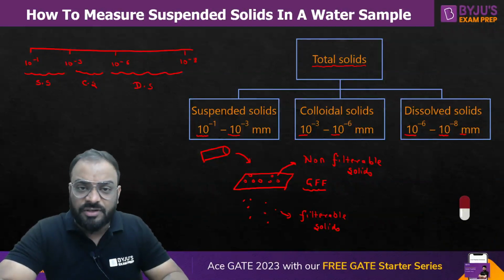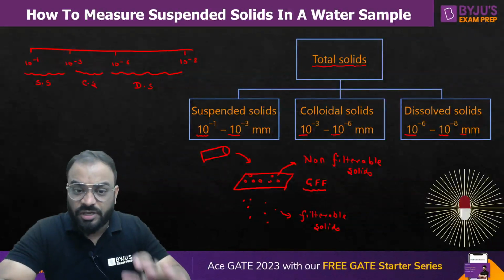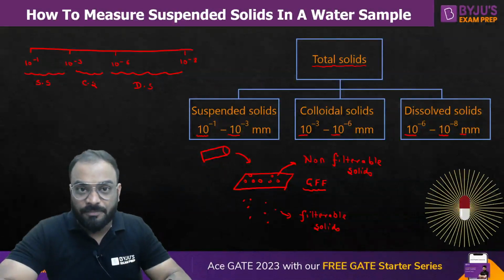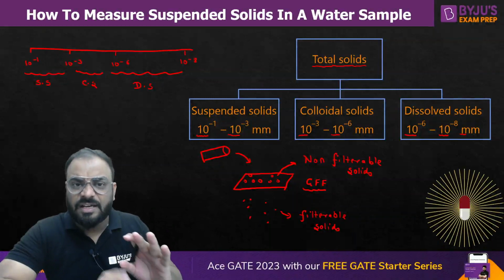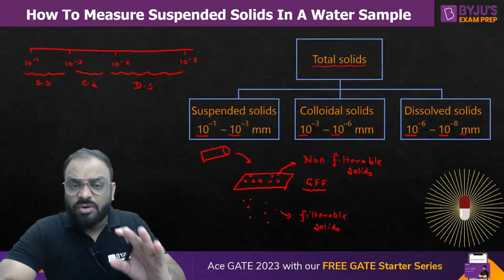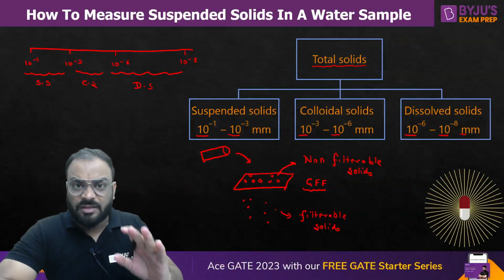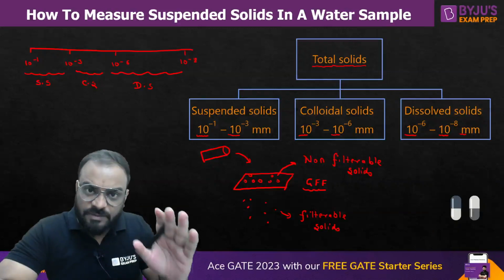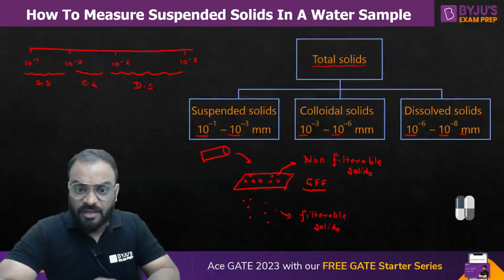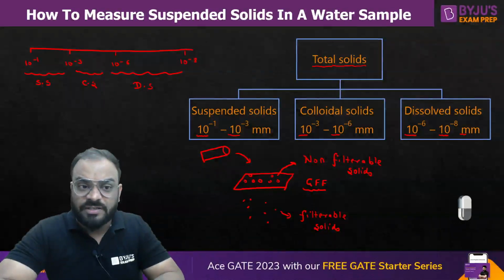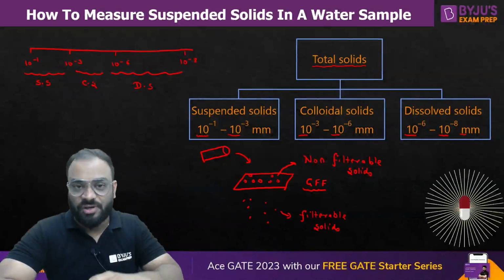Now, some of the colloidal solid may be retained above the filter, and some of it may pass through. So we can say, guys, that the non-filtrable solid can contain the suspended solid part and the coarser colloidal solid part. And if we talk about the filtrable solids, then it contains the dissolved solid and the finer colloidal solids.